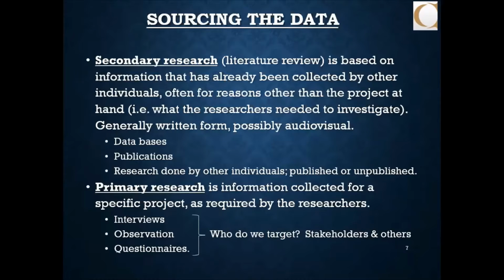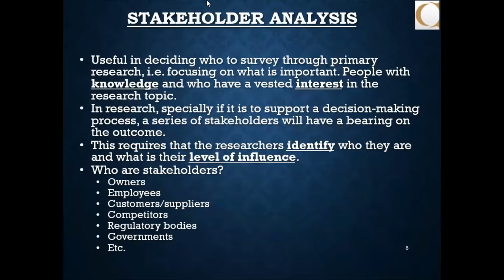Stakeholder analysis. So secondary research, literature review, is based on information that has already been collected by other individuals, often for reasons other than the project at hand. So they include databases like Statistics Canada, publications, research done by other individuals, published or unpublished. And then primary research can be collected through interviews, observation, questionnaires. So stakeholder analysis is good because it can show who we should survey through primary research.